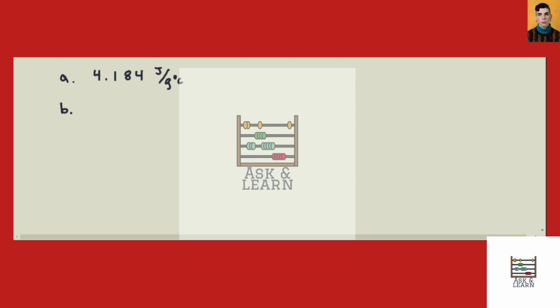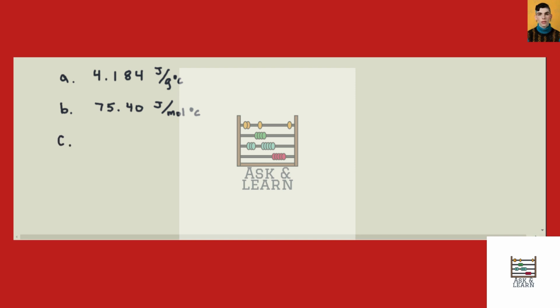All right, going on to letter B, the molar heat capacity of liquid water. Again, this is another constant. Looking this up gives us 75.40 joules per mole degree Celsius. Since this is the molar heat capacity, it's per mole degree Celsius.